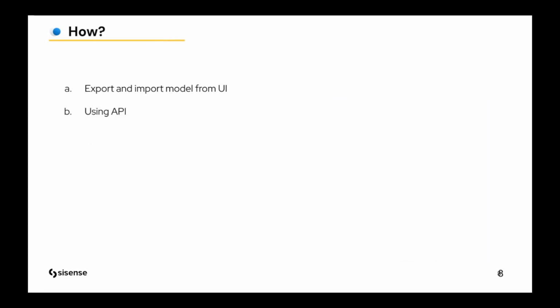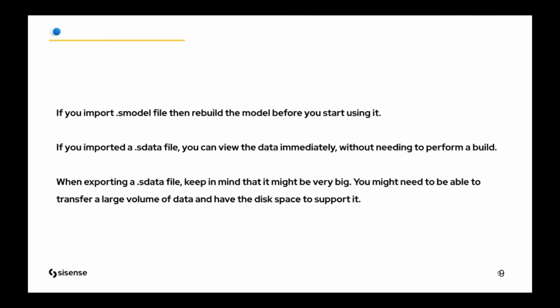There are two ways to this process. One is via UI and another is using API. Some important information before we look at the demo. If we plan to import a .s model file, then we have to rebuild the model before we actually start using it. If we import the .s data file, we can use it immediately as the data is already present in the file. When exporting a .s data file, we need to keep in mind the disk space we have on the server, as the .s data file also contains the data.